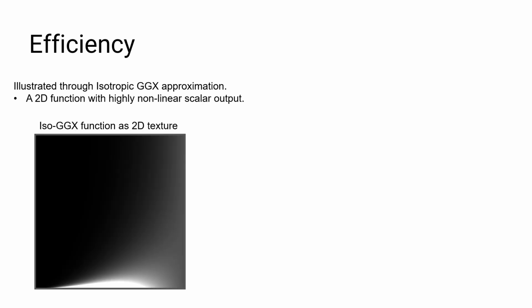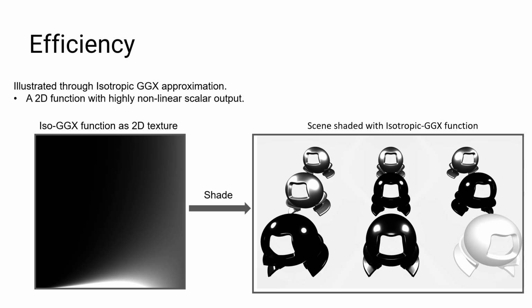Next, we discuss empirical evidence of efficiency based on an example. We illustrate the efficiency of our technique by approximating the isotropic GGX, which is a 2D function with a highly nonlinear scalar output. Since it is a 2D function, we visualize the function as a monochromatic texture containing HDR values. Such function is often used for shading glossy objects as shown on the right.